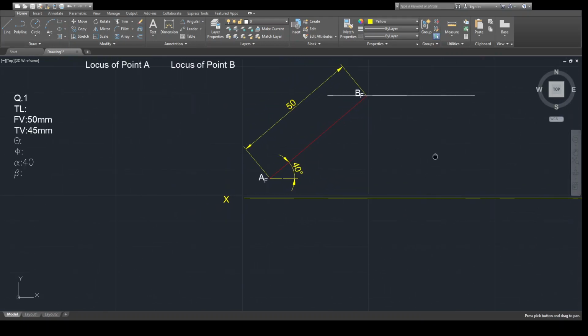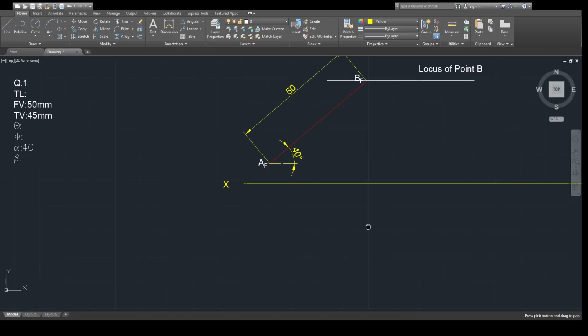See how we have completed. First AF, assume any distance above the XY line, doesn't matter. Do not draw over the XY line, keep some distance, doesn't matter what the distance is. Then 50 mm, 40 degree. Locus determination plays a very important role. So here 50% of the problem is over, because you have already determined the locus of point B.